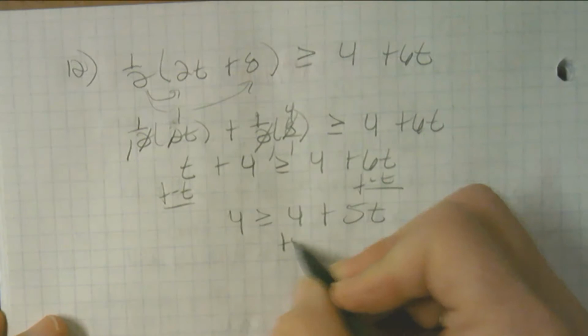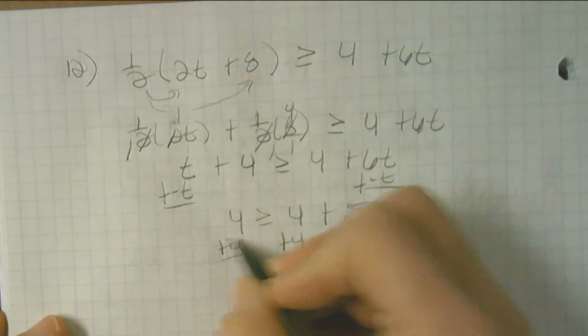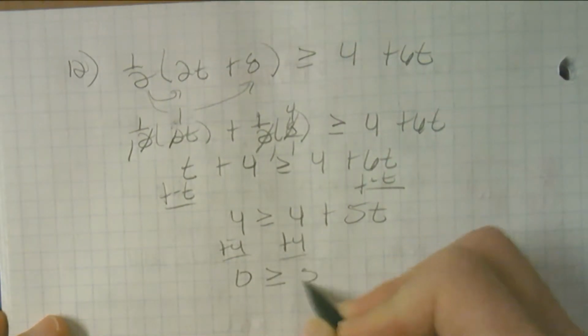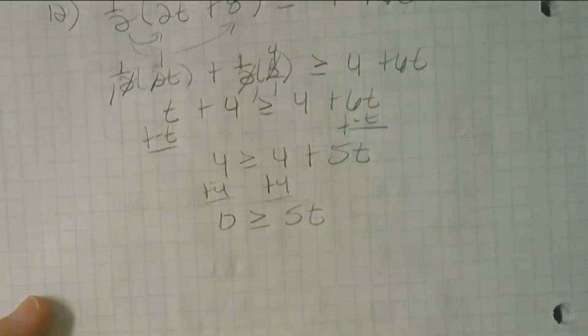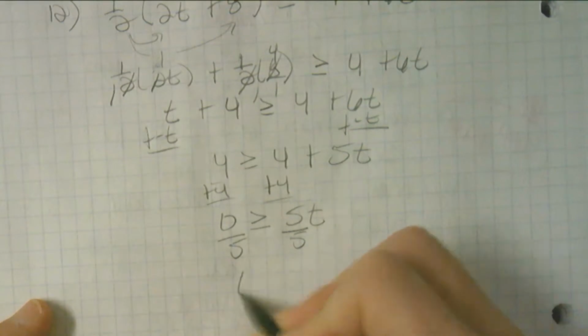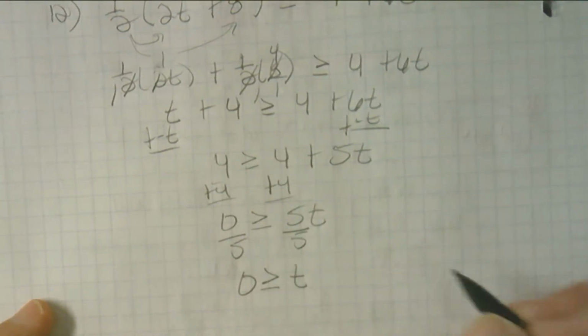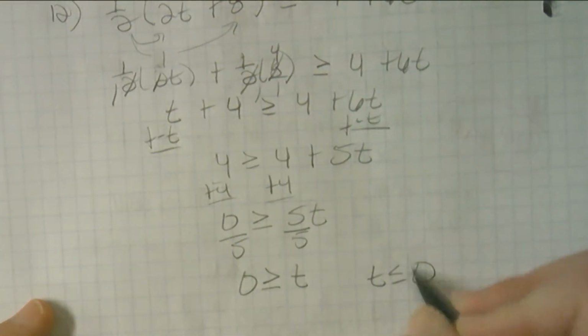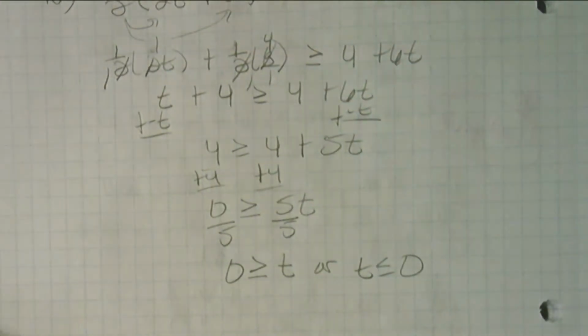So I'm adding a negative 4 to both sides. So I get 0 is greater than or equal to 5t. I'm dividing each side by 5. So 0 is greater than or equal to t, or t is less than or equal to 0. Cameron, does that help you?